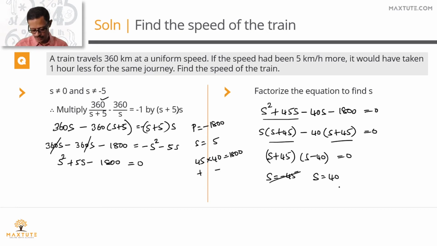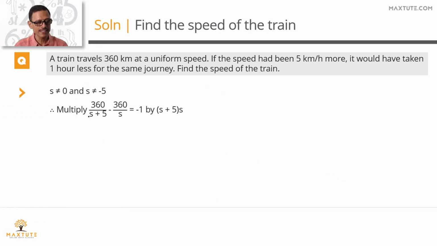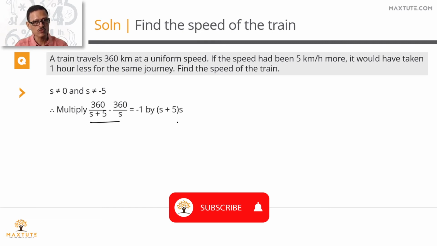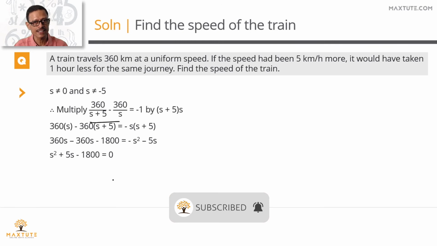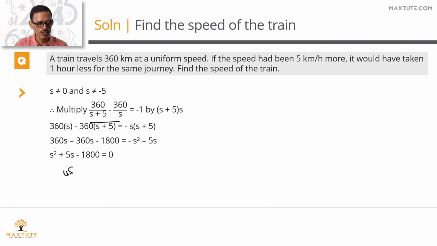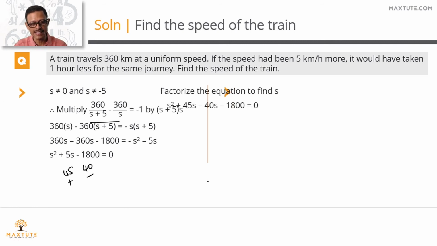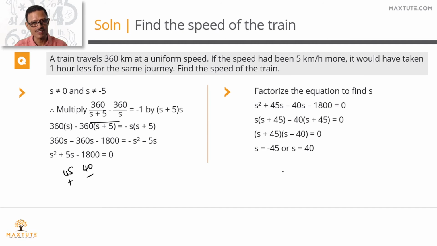Quickly recap it once in a printed form. We are multiplying this equation with s plus 5 into s. So we'll get the quadratic equation s square plus 5s minus 1800 equals 0. It is a factorizable equation. The 5s can be written as plus 45 and a minus 40 to give us plus 5 and a product of minus 1800. Factorize to leave us with answers s equals minus 45 or s equals 40. Speeds cannot be negative, so speed of the train is equal to 40 km per hour.